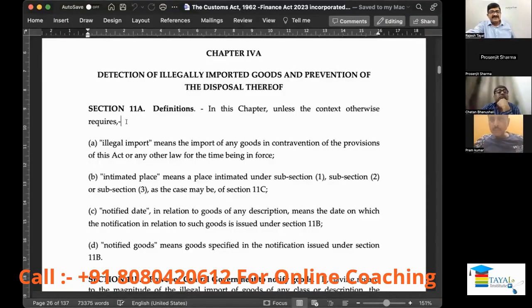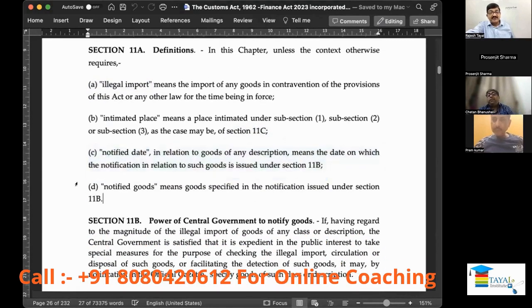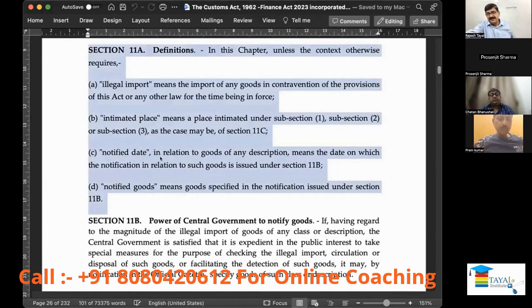So 11A is having certain definitions. In this, what is illegal import in contravention of the provisions? Intimated place, I said I'll tell you under section 11C. Notified date, the date on which notification is issued under section 11B. Notified goods, which are notified under section 11B. These things we had spoken yesterday.